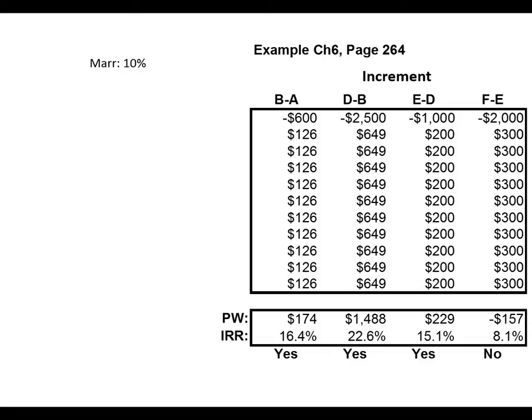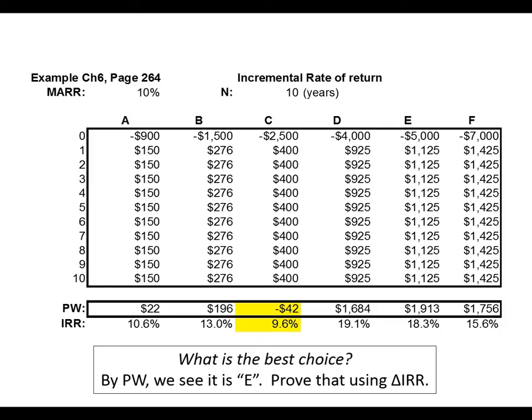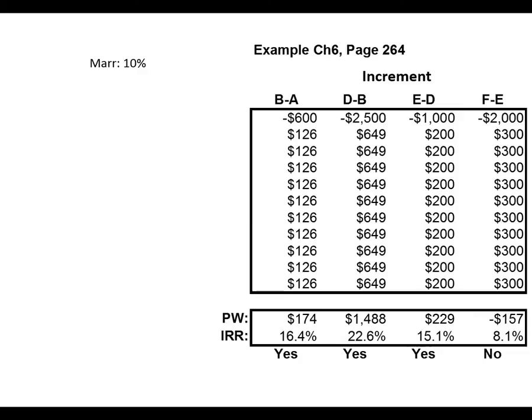So let's go through the steps of how that would be proved. The first thing you do is you compare option B to option A. So if I just go back to the previous slide, that's showing B minus A, so I'm going to have an extra $600 as the initial upfront cost, and then it's going to be generating an additional $126 in revenue each of the years. So B minus A.